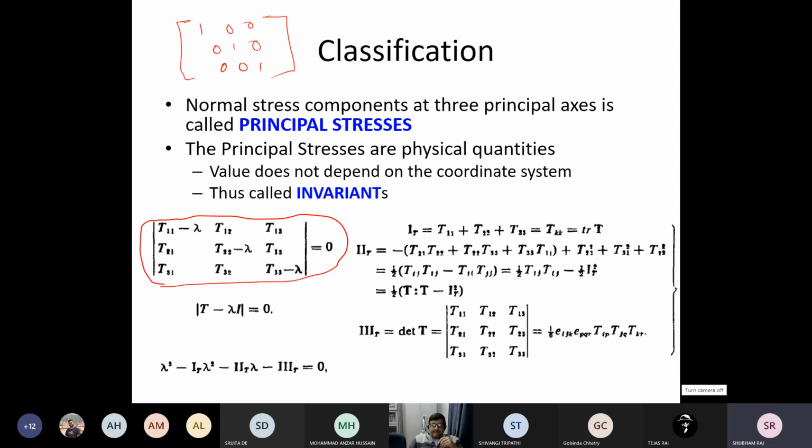I know what a diagonalizable matrix is, but a diagonally dominant matrix means, suppose you have a matrix which is T11, T12, T13, T21, T22, T23, T31, T32, T33.